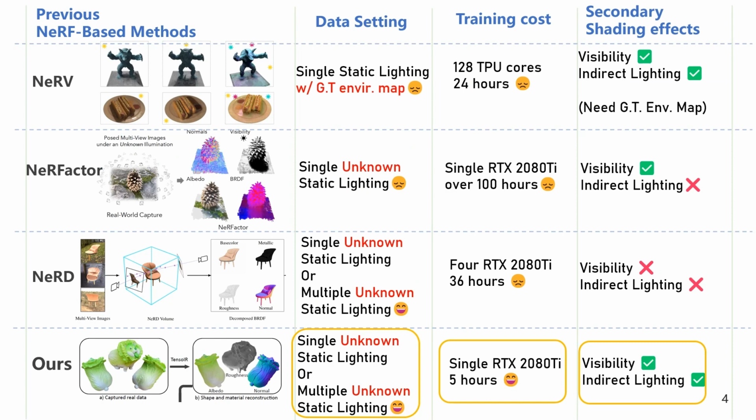Unlike previous NeRF-based methods that use purely MLP-based neural fields, thus suffering from low capacity and high computation costs, we extend TensoRF, an efficient radiance field modeling approach, to perform inverse rendering. Benefiting from this representation and our special designs, our method can model secondary shading effects more accurately, have higher quality and faster speed, and support input images captured under single or multiple unknown lighting conditions.